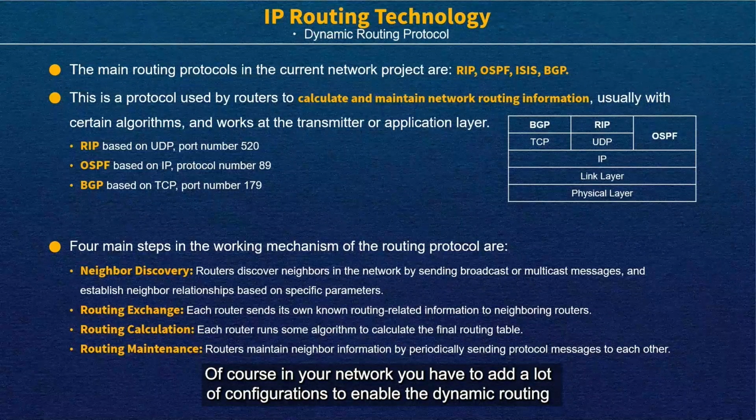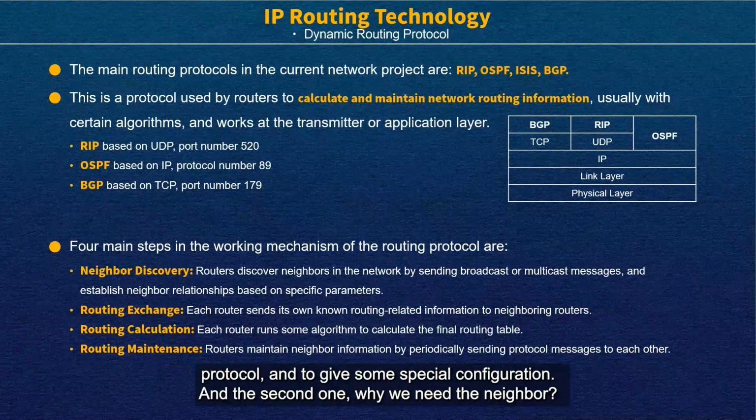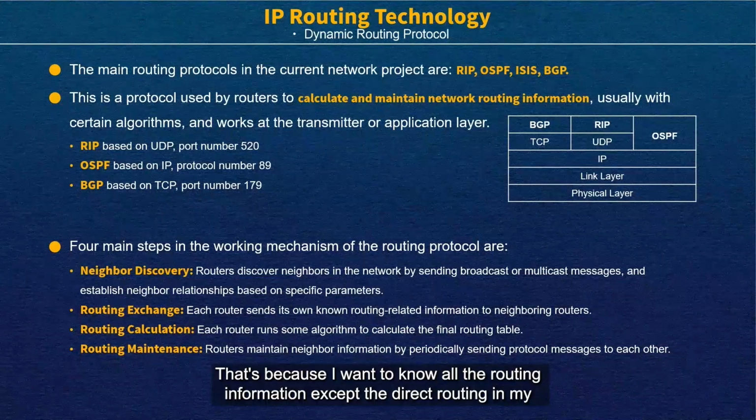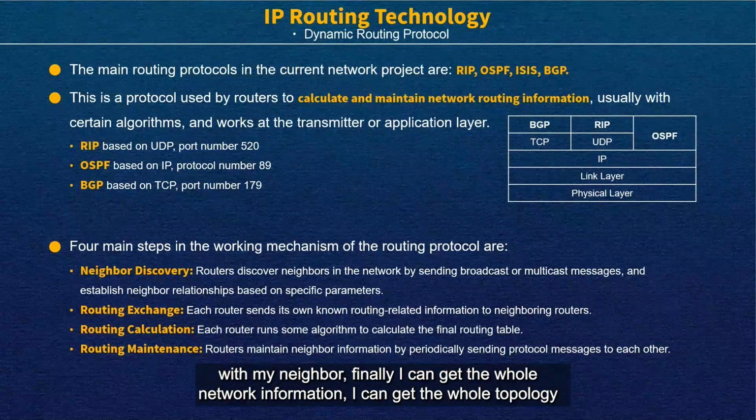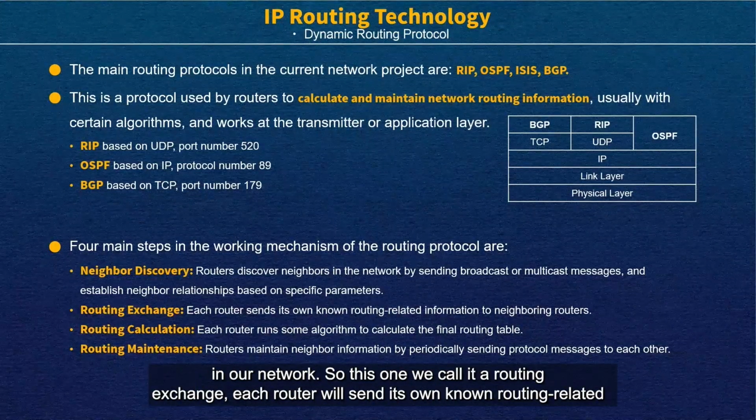Of course, in your network, you have to add a lot of configuration to enable the dynamic routing protocol and give some special configuration. And the second one, why do we need the neighbor? That's because I want to know all the routing information except the direct routing in my IP routing table, right? So I want to get something from my neighbor, and I also want to share something with my neighbor. Finally, I can get the whole network information. I can get the whole topology in our network.